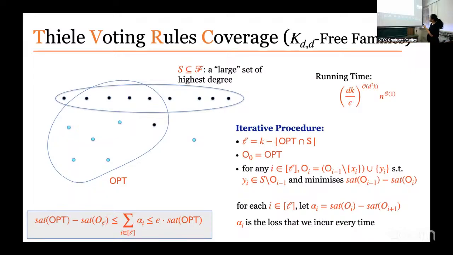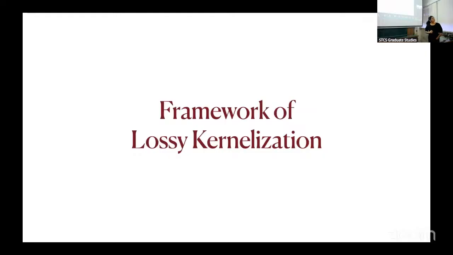So this running time dependency is order d square k. In the previous algorithm, when we had max coverage, the dependency was just dk. Indeed, when we say k-d-d free families, we assume that d is constant, but still there is some dependency, and we can try to improve that. That's like an open question. We can improve it.